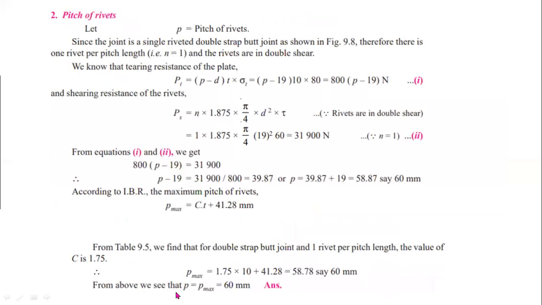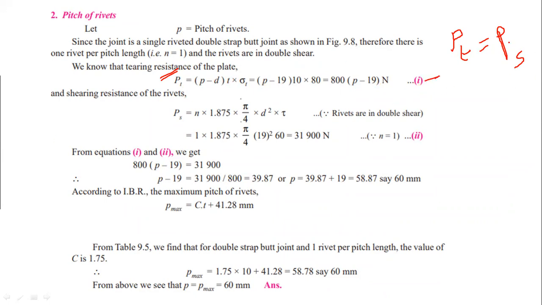Now coming to the next step, that is the pitch of the rivets. For determining the pitch of the rivets, you have to use the relation PT, tearing strength, equal to PS, shearing strength. Already we know the formula for PT: PT equal to (P minus D) into T into sigma T. Substituting all these values, you get the equation 800 into (P minus 19) newtons. This is equation 1.